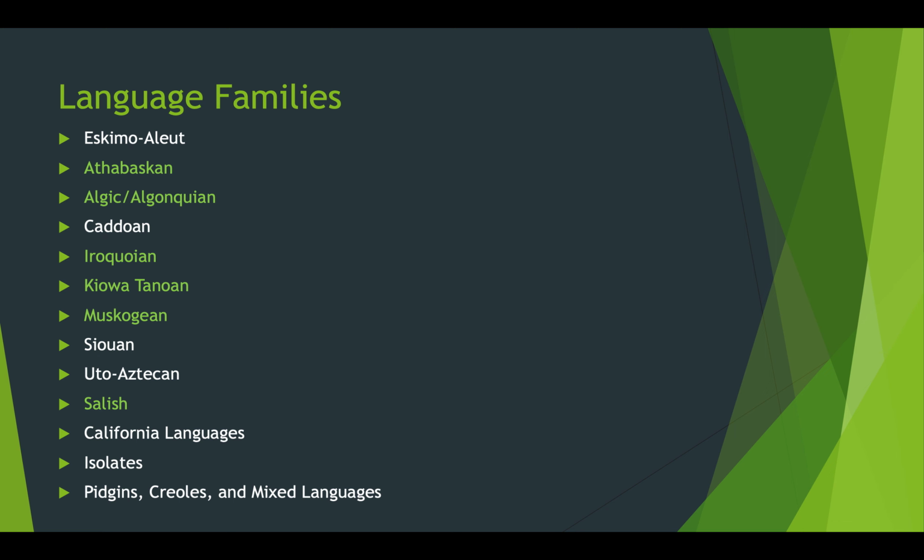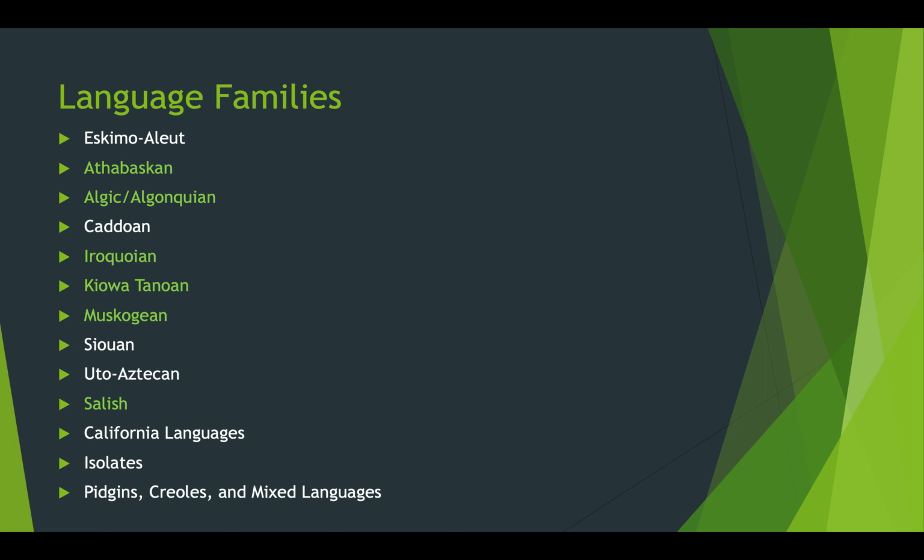The Algic language family, which is often referred to as the Algonquin language family, which is found on the east coast of the United States and Canada. The Caddoan languages, which are found on the Great Plains of the United States. The Iroquoian languages that are found in the Great Lakes region, all the way down parts of the east coast of the United States, and then further in the southeastern part of the United States with Cherokee.